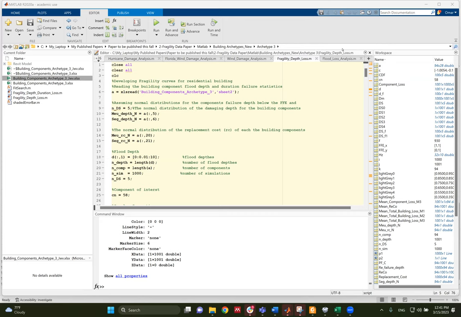All right, so let's see how we can develop flood fragility for a two-story residential building on a crawl space foundation. Do any of you not know what a building on a crawl space foundation is? Because maybe when I came to the US, I didn't know what a crawl space foundation is. Does any of you not know, like me, when I came?